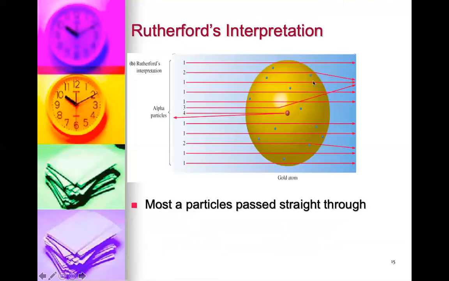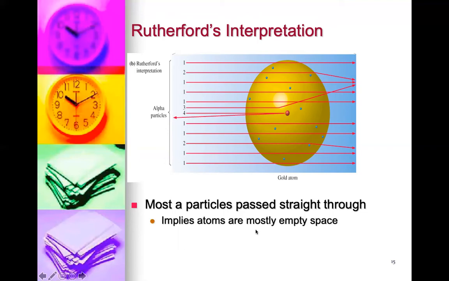So we can view, imagine this is the gold tin foil, and we have gold atoms in the gold tin foil. This is what happened when we bombard the alpha particles. Some go through, some have small deflection, some very large deflection.